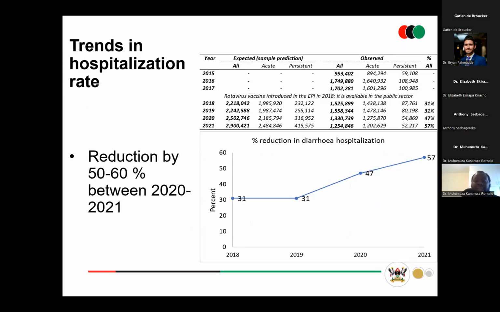So of course we use that modeling, accounting for other factors, to do the predictions versus what we are observing. And we see an increasing trend in hospitalization reduction, with close to 60% reduction in 2021.